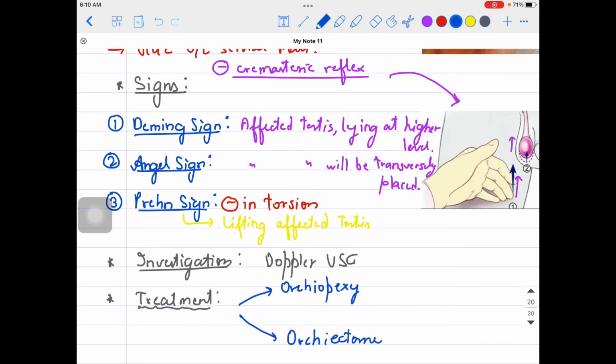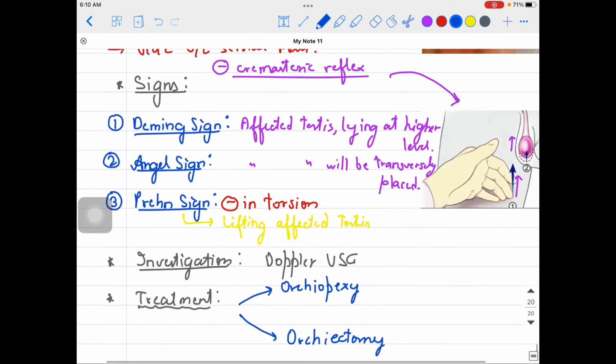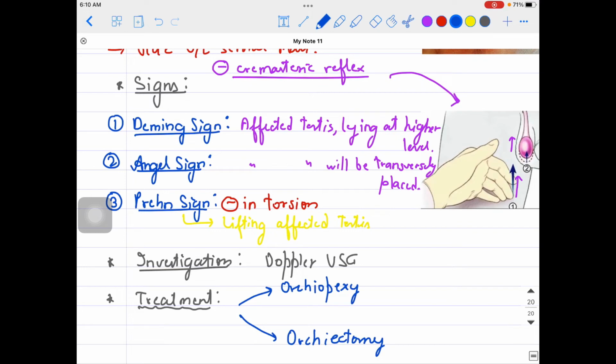In what case will you be doing the orchidectomy? It is very simple. If you were surgically exploring the testis and it was already necrotized, for example, or if the testis is not viable, then obviously you will be going for the orchiectomy. You just need to remove the testis.